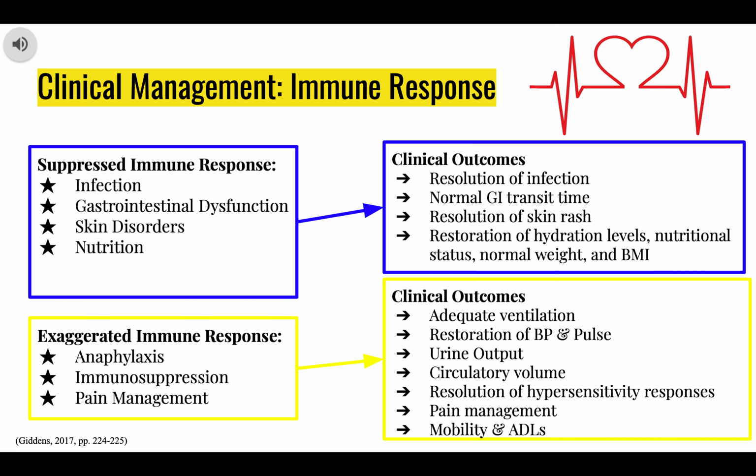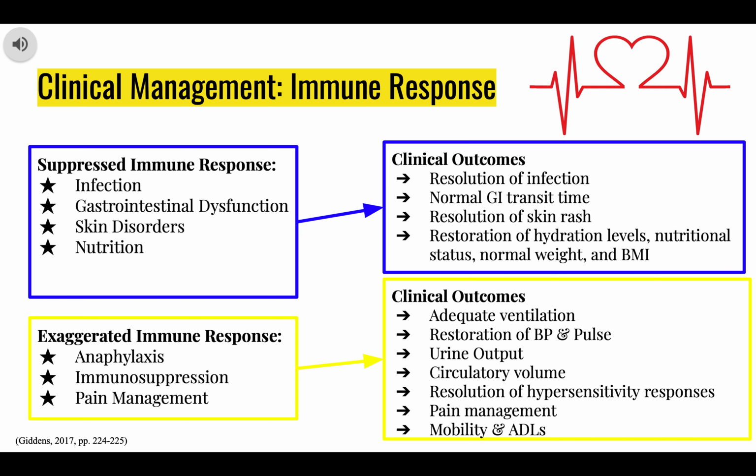We're going to look at hypo and hyperthermia treatments if appropriate. Remember, we're wanting to go from least invasive to most invasive. Then we're going to look at maintenance of mobility and physical activity for pain management. The clinical outcomes for an exaggerated immune response are, of course, adequate ventilation, restoration of blood pressure and pulse.